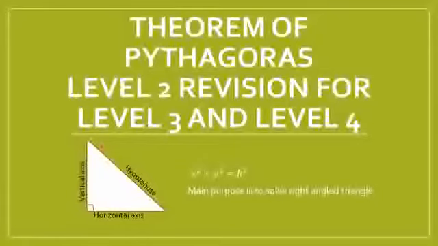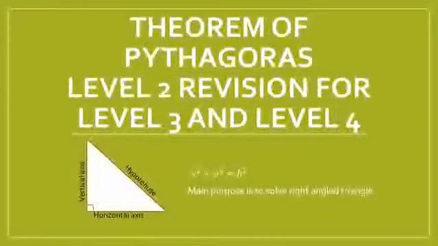We have the longest side of the triangle, which is called the hypotenuse, which I normally call a stepladder. We have the horizontal axis and the vertical axis. So it's a right angled triangle.